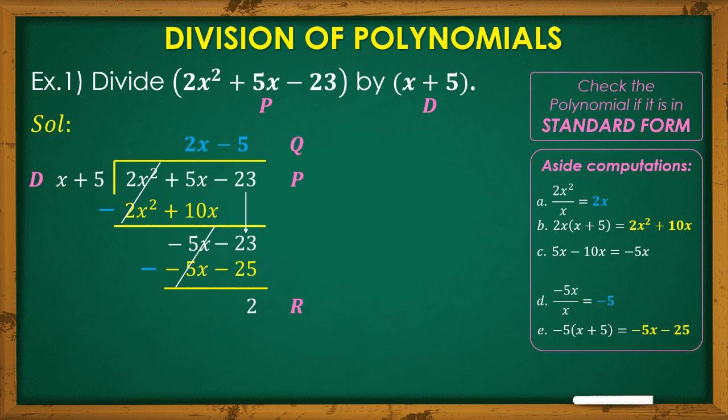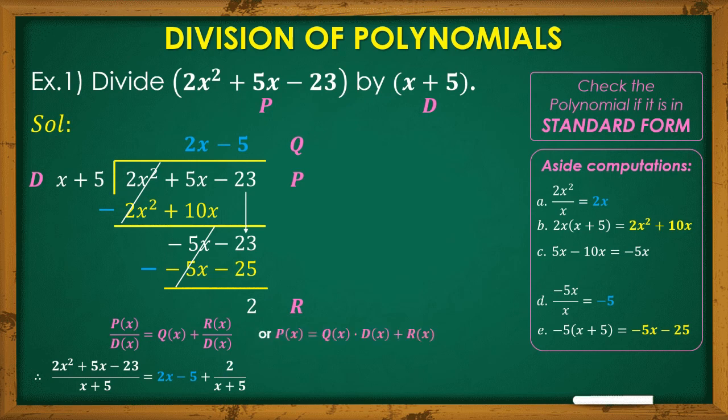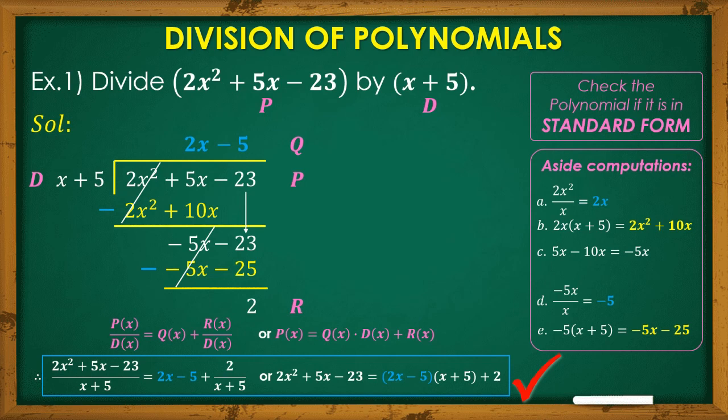Ngayon, ito ang ating remainder at ito ang ating quotient. So kung isusulat natin siya in this form, 2x squared plus 5x minus 23, your dividend, divided by x plus 5, your divisor, is equal to the quotient 2x minus 5 plus yung 2, yung remainder, over x plus 5, yung divisor. In its equivalent equation, 2x squared plus 5x minus 23, again, your dividend, is equal to 2x minus 5, the quotient, times x plus 5, the divisor, plus 2, the remainder.